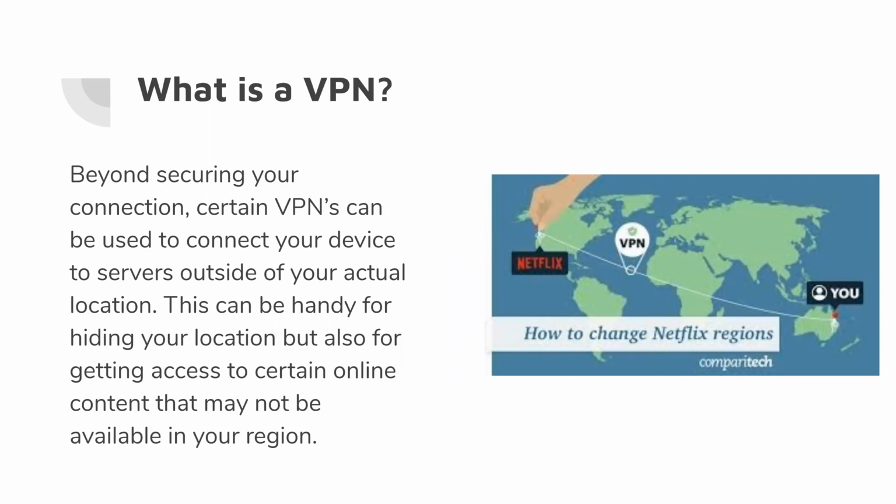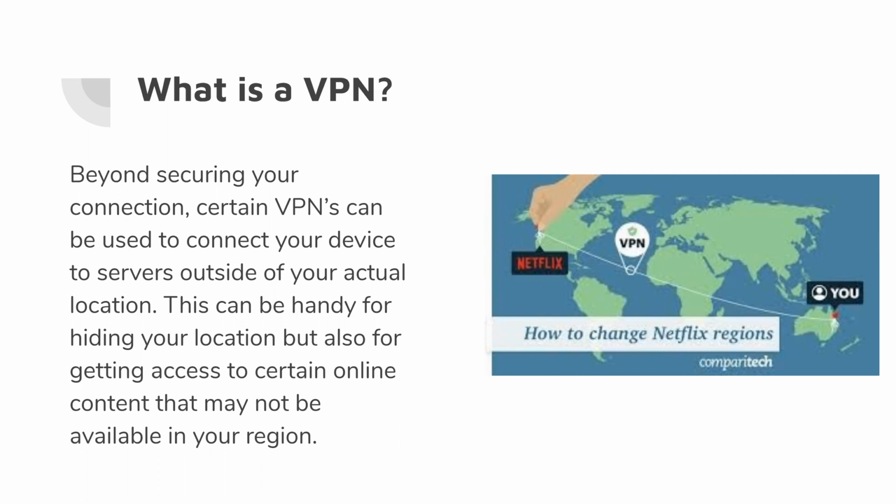Beyond securing your connection, certain VPNs can be used to connect your device to servers outside of your actual location. So as you can see in this diagram here, if you're in Australia, your IP address can be rerouted all the way to the United States. So if an unwanted visitor or hacker gets into your computer, they won't be aware of your actual location. This can be handy for hiding your location, but also for getting access to certain online content that may not be available in your region.